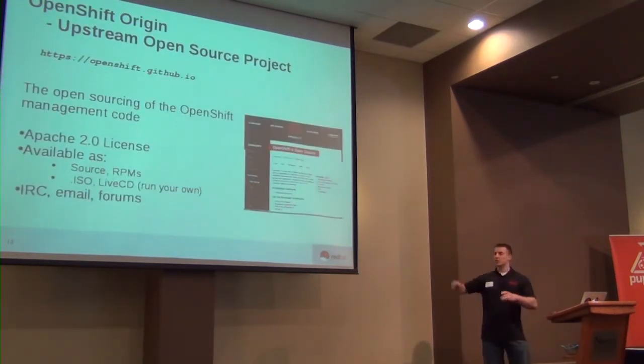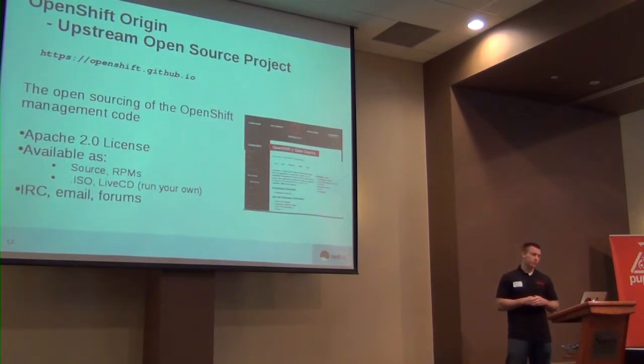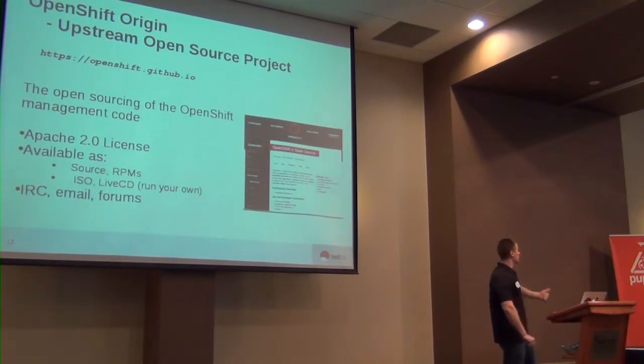So OpenShift Origin. This is our upstream code, our upstream project. This is where the community space is. And this is what we're actually going to deploy here in a second.